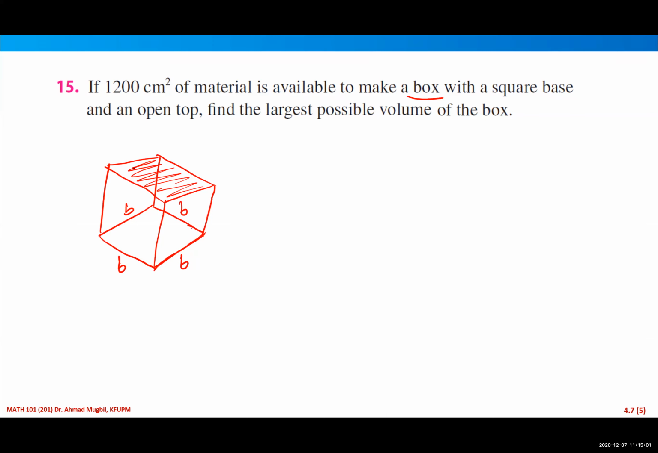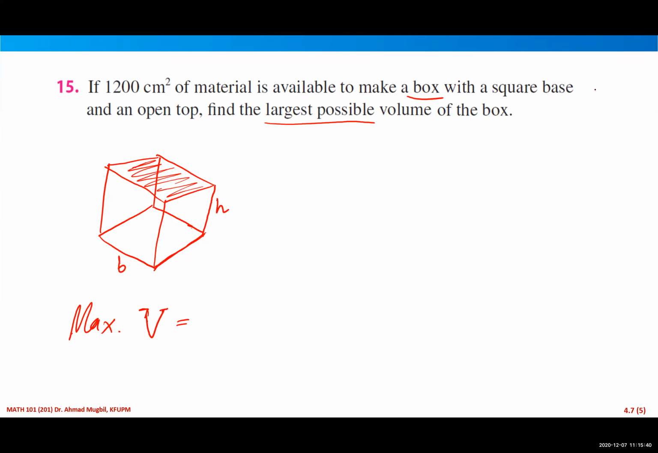Because when we talk about the material, find the largest possible. So we are talking about maximum. We are looking for maximum. Find the largest possible volume. So we want to maximize the volume. The volume of what? The volume of this box. So what will be the maximum value for this box, ya shabab? You need to remember what is the volume of the box. If you have a box, what will be the volume of the box? It will be the area of the base times the height. So let me just call the height h.